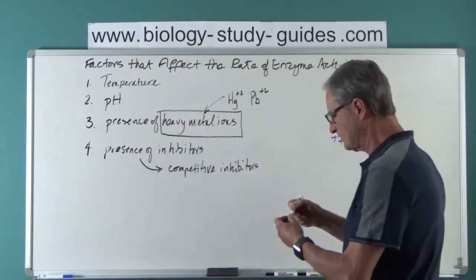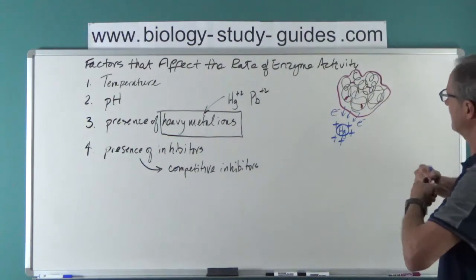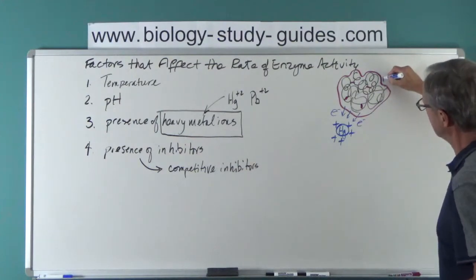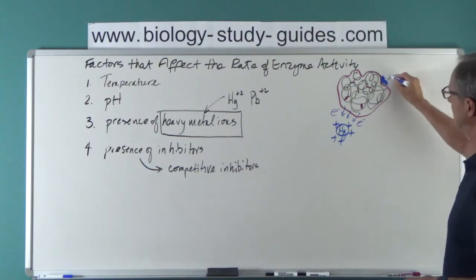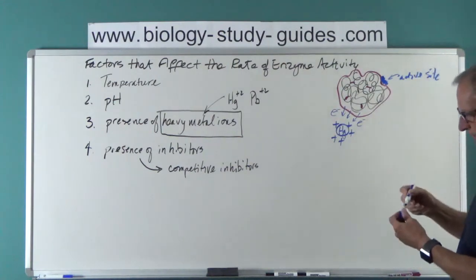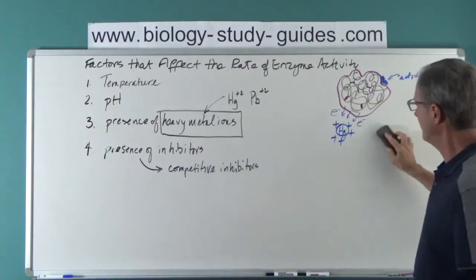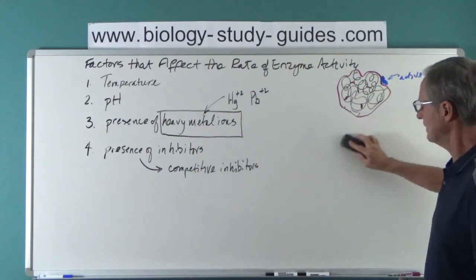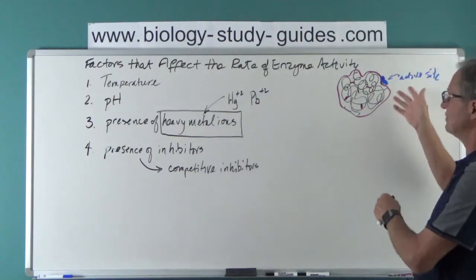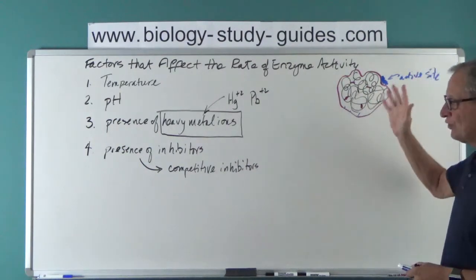Remember, those ones are the ones that actually compete for the active site. So if I represent this part of the molecule here as the active site, the substrate is normally going to come into contact with the active site and the reaction proceeds from that point. Well, if the inhibitor gets in there instead, then that blocks the substrate. It can't get in, so no reaction occurs.